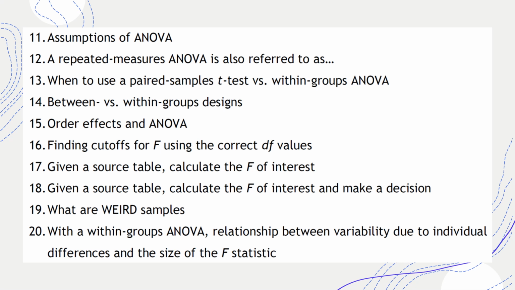18, given a source table, calculate the F of interest and make a decision. So this one has you take an additional step here. Again, ignore the line that says subjects. Figure out the F. But then you're going to have to take the between degrees of freedom and the within degrees of freedom to the table and find the cutoff, so that you can decide whether to reject or fail to reject. So that's going to be a two-step kind of question.